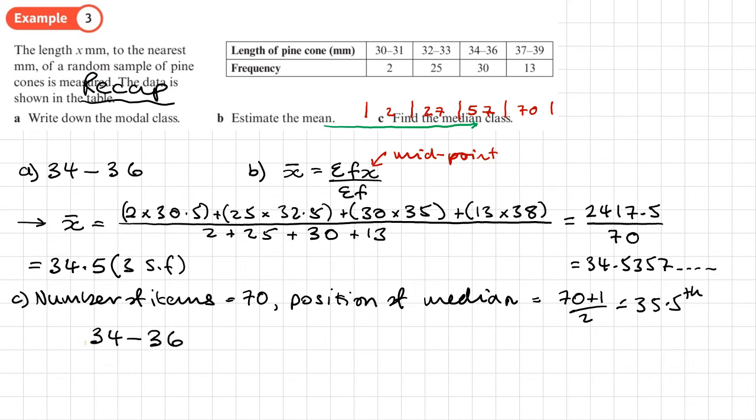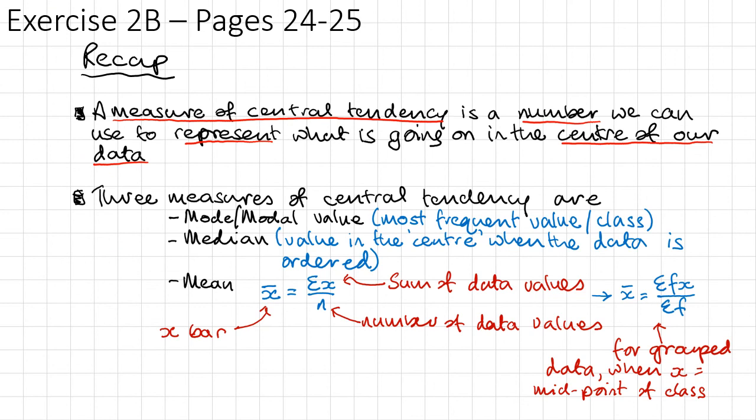Let's just highlight answers before we move on. So there's the median class. Here's our estimate for the mean. And here's our modal class. So you should now be able to do exercise 2B on pages 24 to 25 of the textbook.